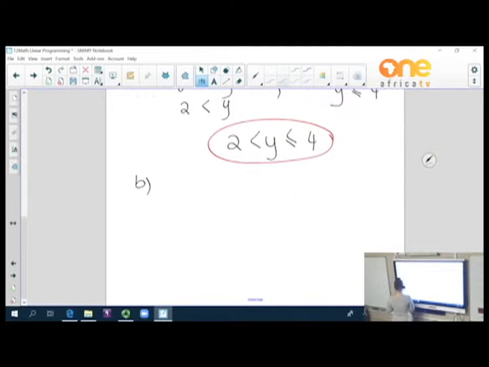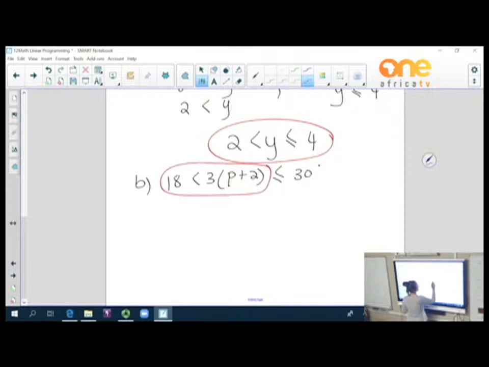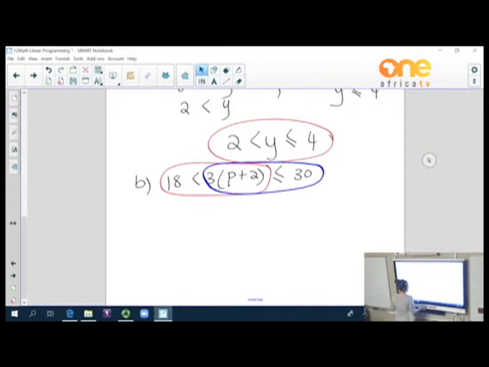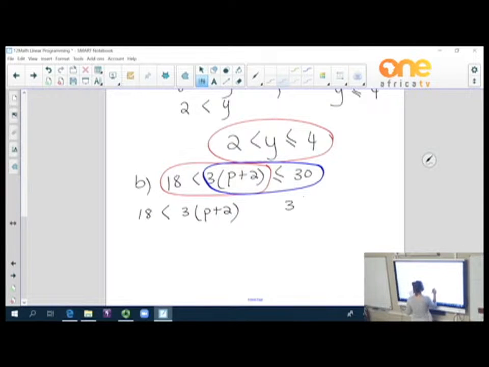For number B, 2b, we have 18 is less than 3, p plus 2, is less than or equal to 30. Again, we have two inequalities, so get your two inequalities. There we have one, and then we will have the other one. And we are left with 18 is less than 3, p plus 2, and the other inequality will be 3, p plus 2 in brackets is less than or equal to 30.